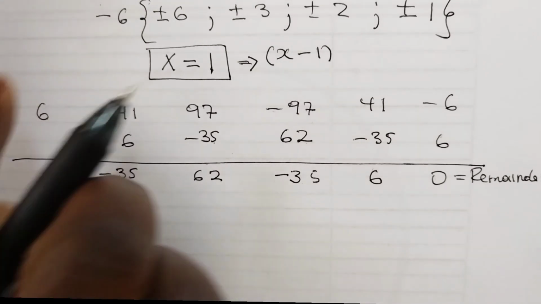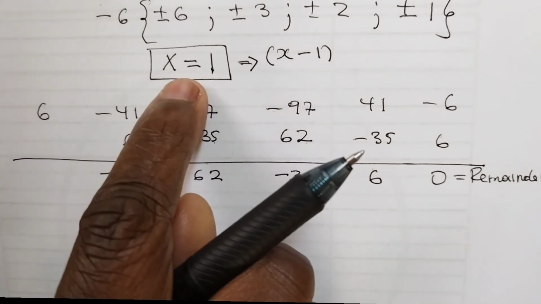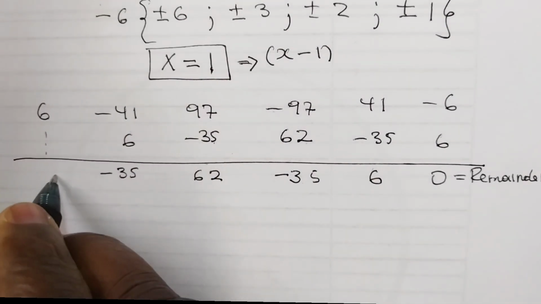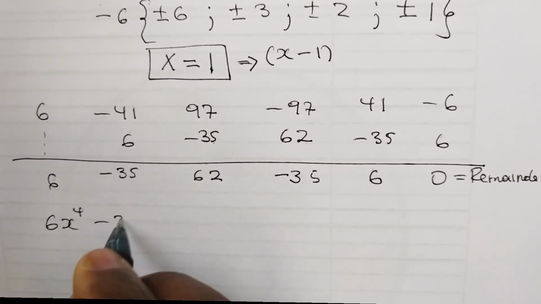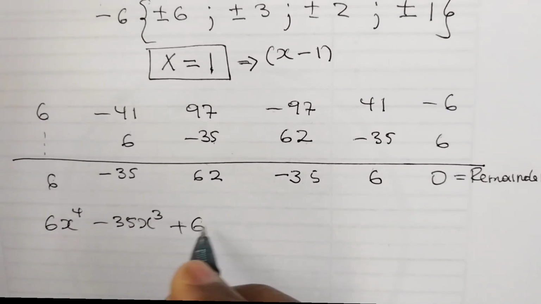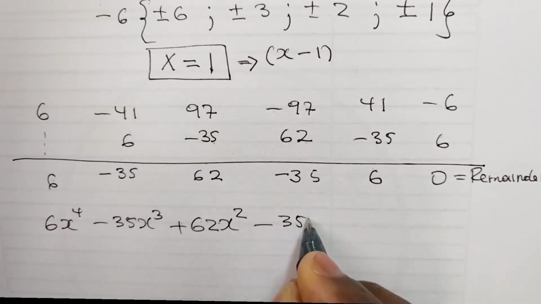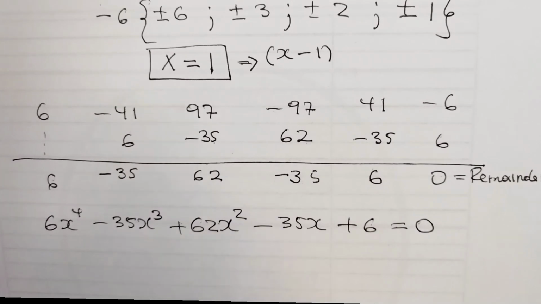So the equation that we started with, the equation proposed to us, the quintic equation, can now be reduced when we divide by x equals 1. We bring 6 down. So we are going to have here 6x to the power of 4 minus 35x to the power of 3. Then we take positive 62x to the power 2, minus 35x, then plus 6, equals to our remainder 0. Ladies and gentlemen, look at that.